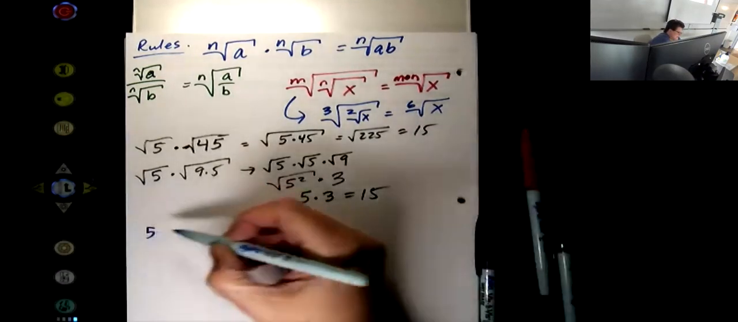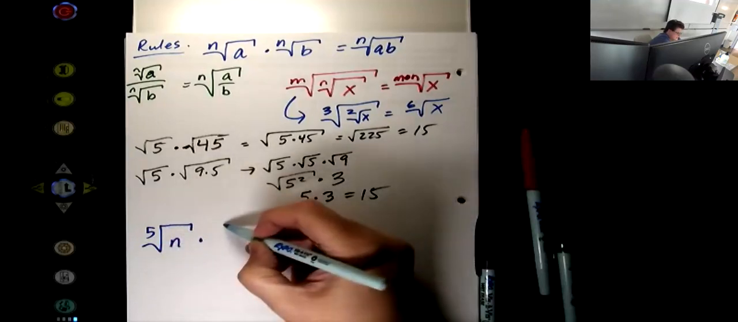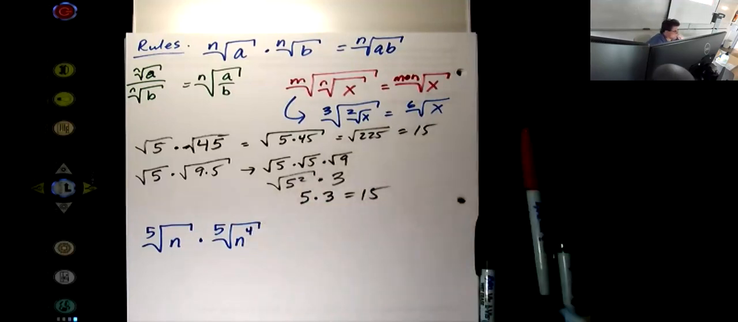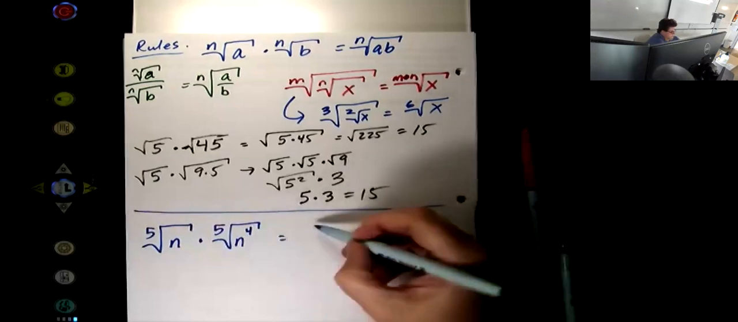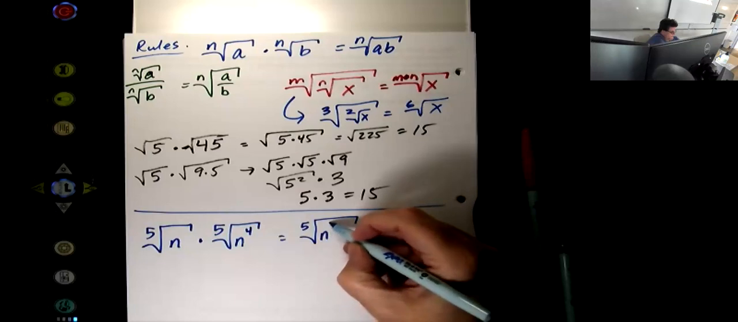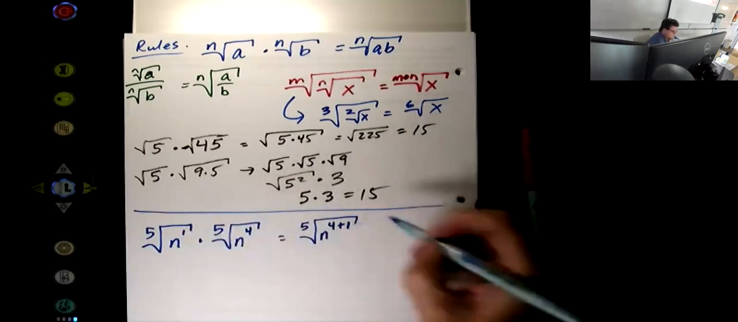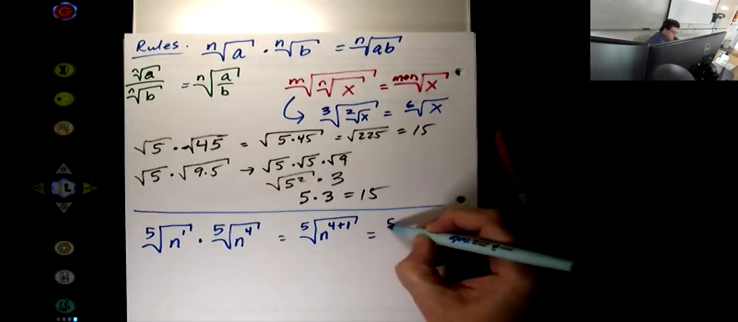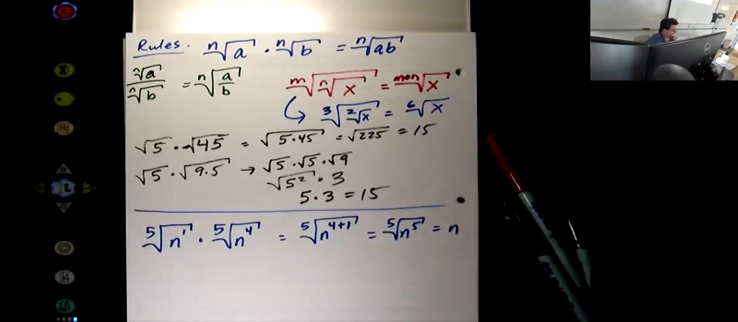So get it right there. We have like the fifth root of n times the fifth root of n to the fourth power. I could put these together as n to the fourth power plus 1. No exponent means there's a 1. So I have the fifth root of n to the fifth power, which is just n.